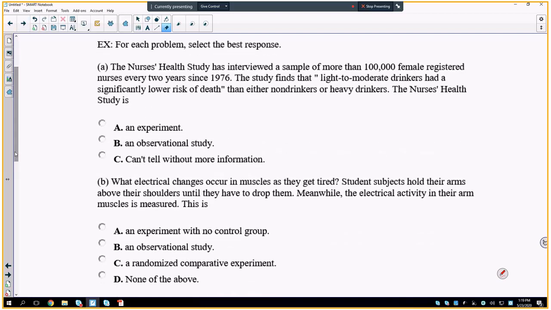Okay, another example. The Nurses Health Study has interviewed a sample of more than 100,000 female registered nurses every 2 years since 1976. The study finds that light to moderate drinkers had a significantly lower risk of death than either non-drinkers or heavy drinkers. So they're interviewing a sample and asking them about how much they drink and about their health. So is this an experiment or an observational study, or do we need more information to know? This should be an observational study because we are just taking a survey and we're not attempting to influence the outcome of the survey.